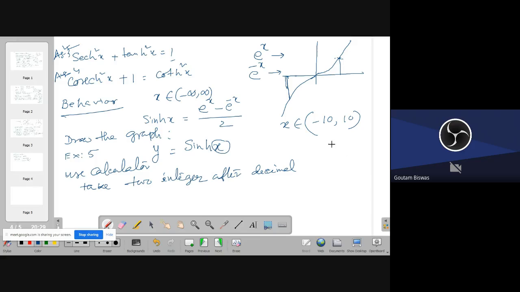Okay, suppose some value is, say, 0.973653561. You take 0.97 like this. Understood? Take 2 integer values after the decimal point, and draw the graph.